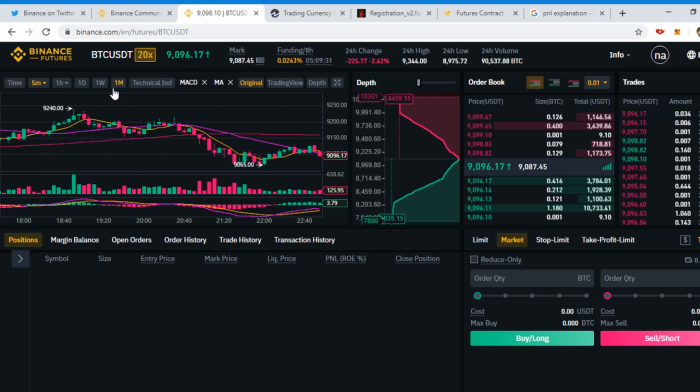There's different time frames. If you want to have indicators and more specific tools for you to make money and take profit, you can use TradingView as well. So they put TradingView into Binance Futures, so it makes it a lot easier for the user for using different types of indicators and charting out the price action of Bitcoin.